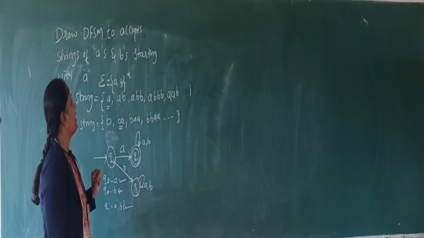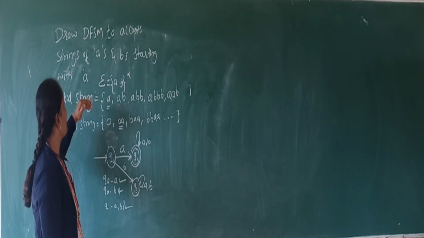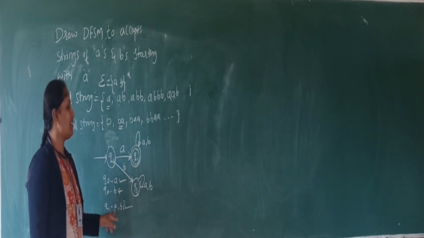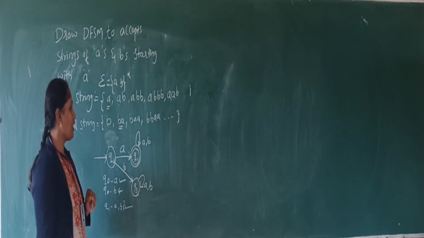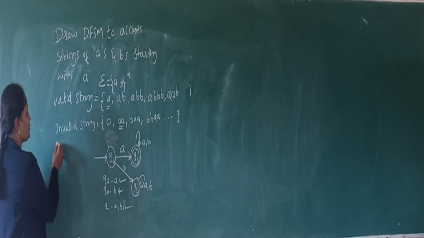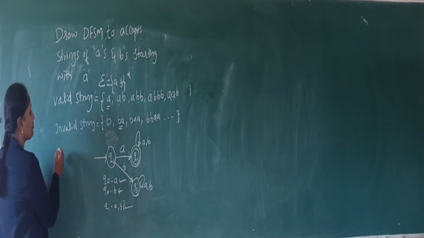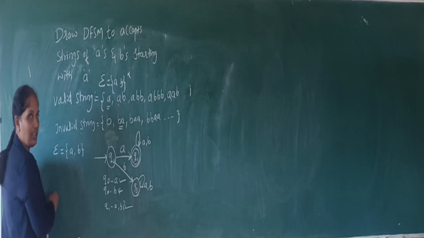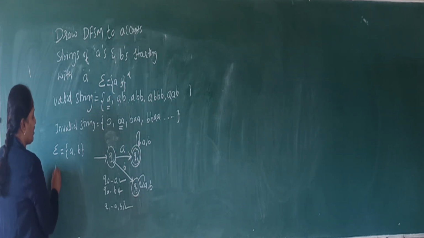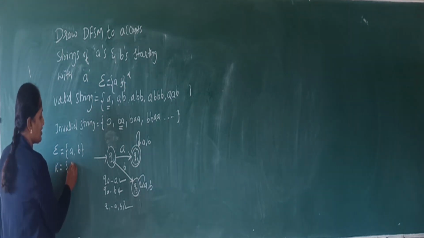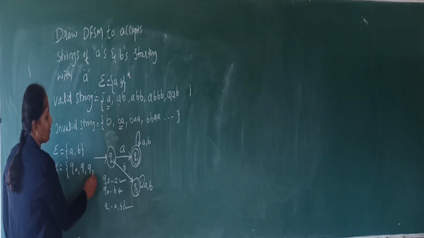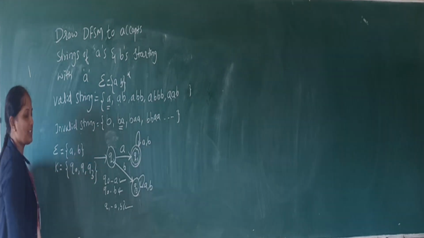So this is the DFSM which accepts what? The strings of A's and B's starting with A. After that, you should represent this DFSM by using a 5-tuple. So the first one is what? First you are going to write the alphabet set. So what are the alphabets you had considered for this DFSM? A and B. Next you are going to write the K. So what are the states in this DFSM? Q0, Q1 and Q3. Okay, you can give any names for the states.